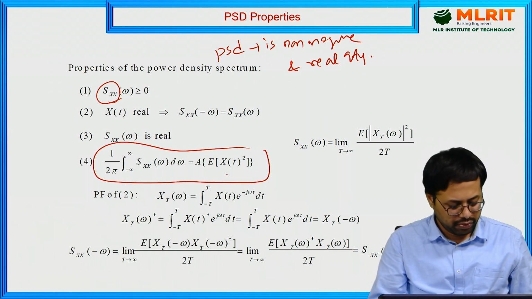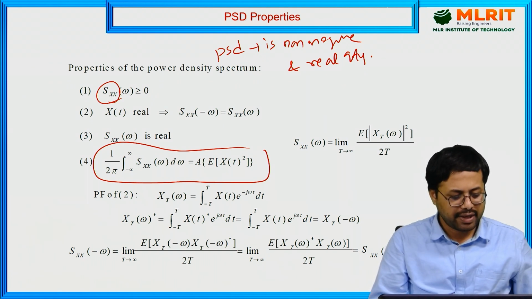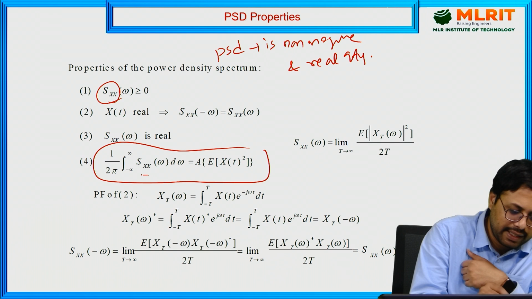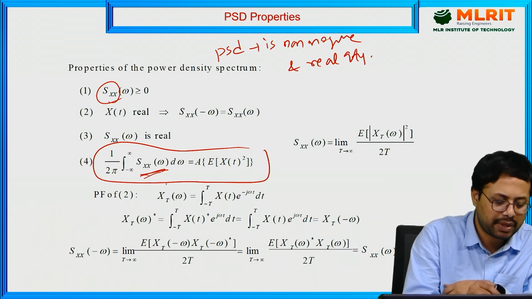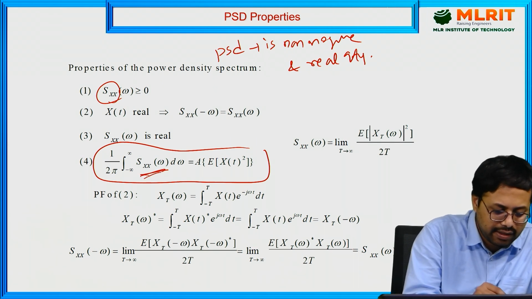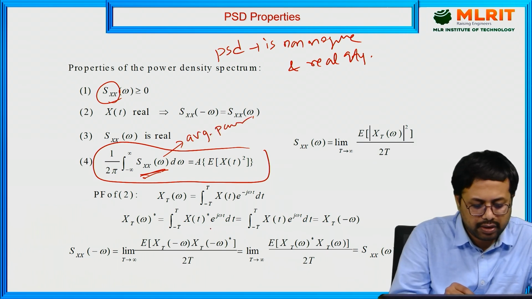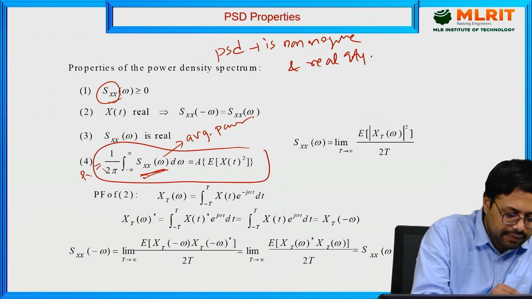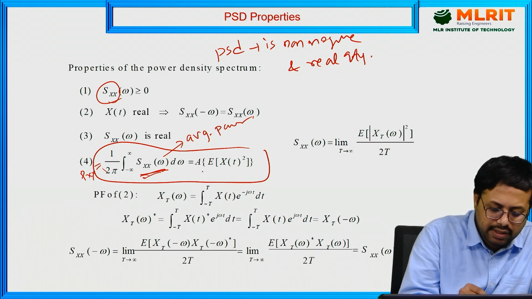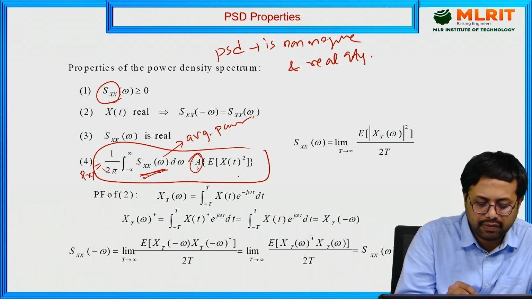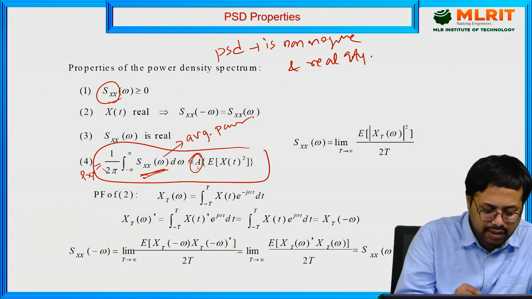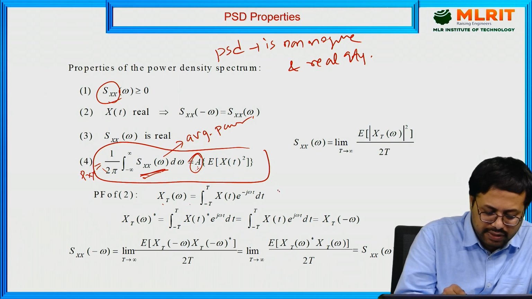Now next, this is the definition of average power. You know the proof. Average power is equal to the area under the curve of power spectral density. The area under the curve of power spectral density is the average power, which is P_XX, which is equal to the time average of the expectation of x square of t. Now this one we already did. X_T of omega is the Fourier transform relation.